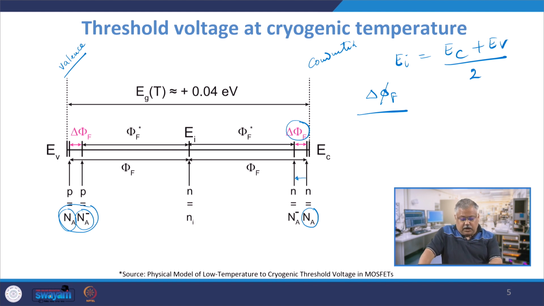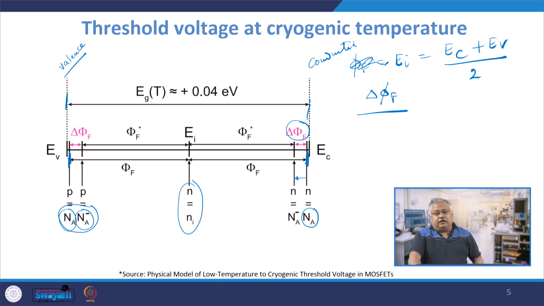And I am assuming here that n equals ni, the intrinsic carrier concentration, is maintained here. This is phi f from here to here. So, this is my phi f, from this edge to this edge, and from this edge to this edge is my Eg. And from here you can see that the intrinsic energy state Ei is somewhere in the middle of Ec and Ev.